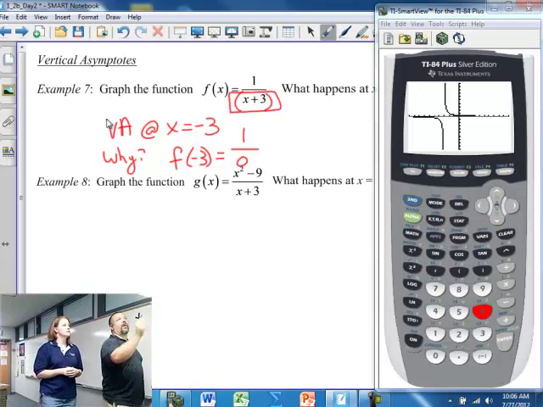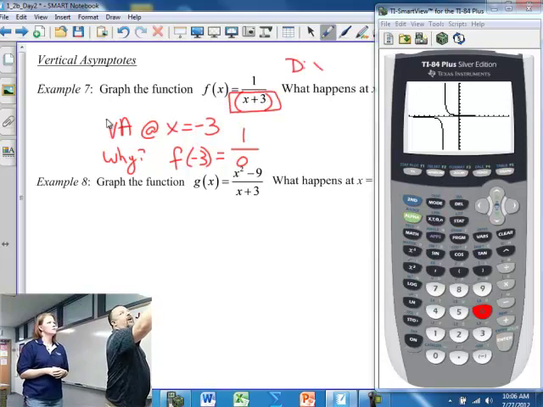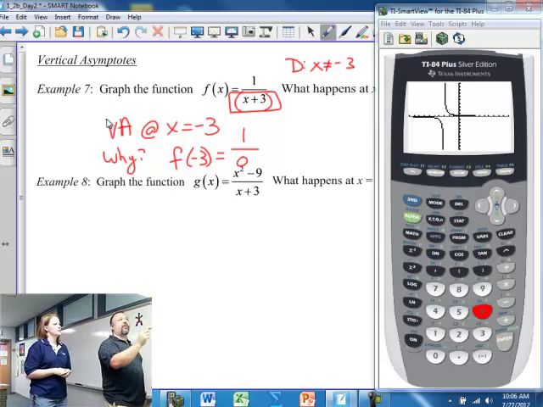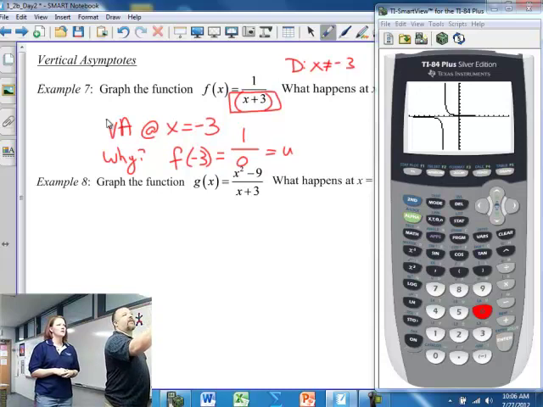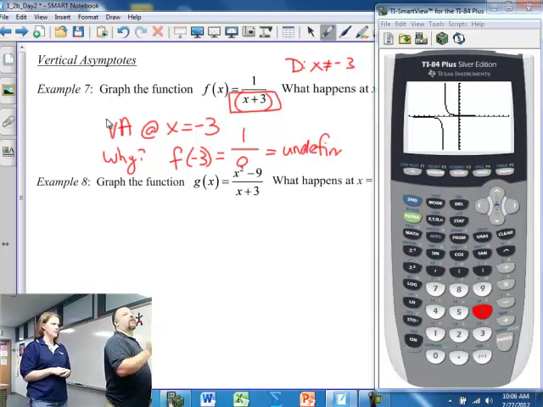We had to take that point out of our domain. Our domain basically said x could not be equal to negative 3, and we wrote it in interval notation. Correct. If we plug in negative 3, we get 1 divided by 0, which is why this is undefined.